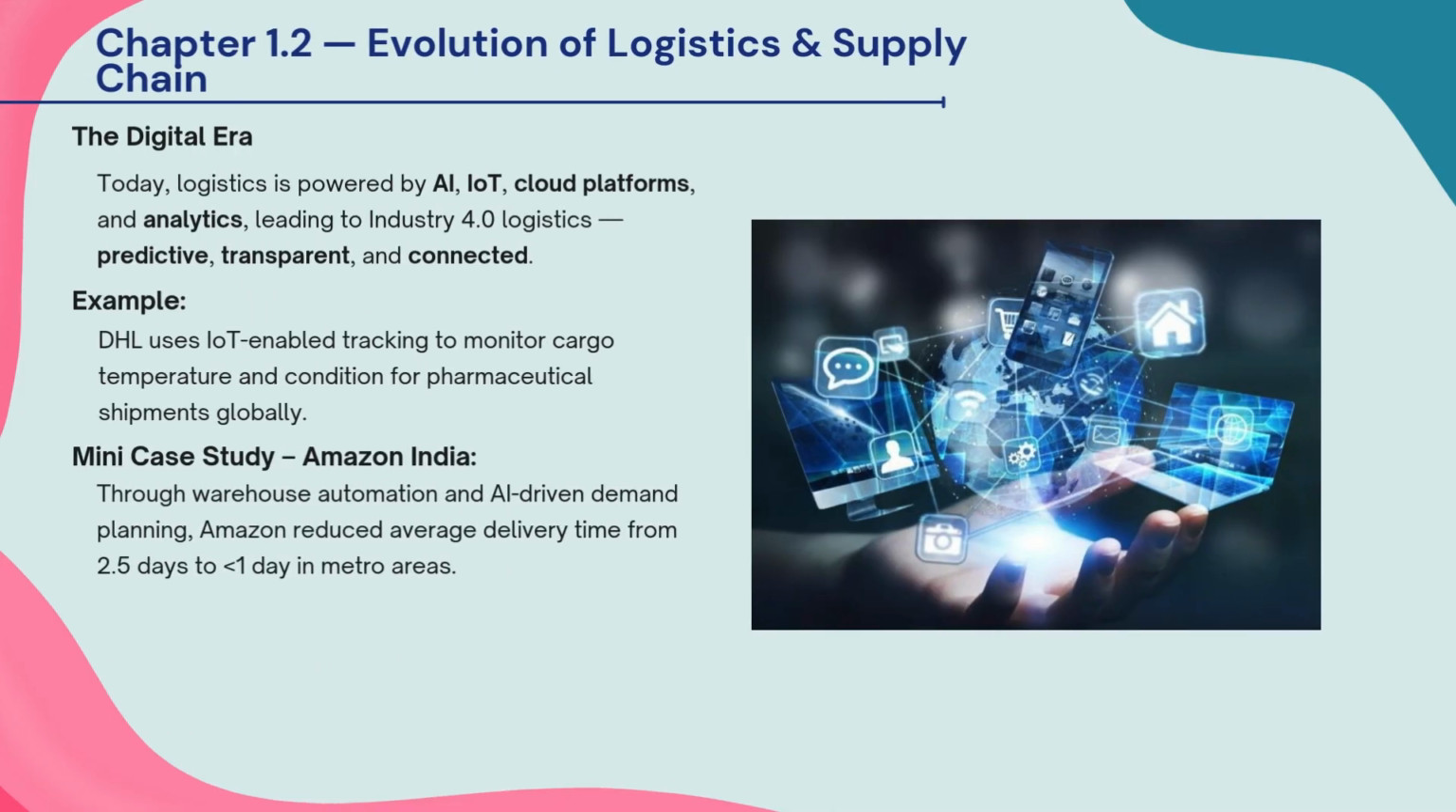Today, logistics has become digital and smart using AI, IoT, cloud platforms, and analytics. This has made logistics more predictive, transparent, and connected under Industry 4.0. For example, companies like DHL use IoT sensors to monitor temperature and condition of shipments. Amazon India has used automation and AI planning to reduce delivery time to less than 1 day in metro cities.